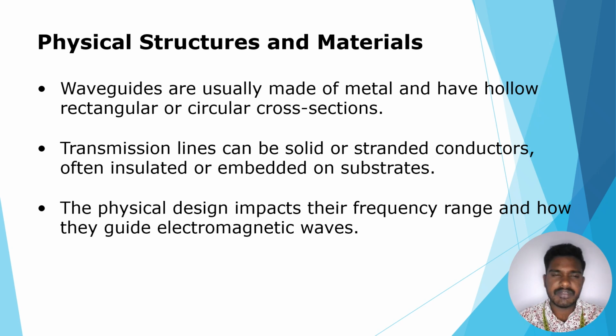Physical structure and materials. Waveguides are usually made of metal with a hollow rectangular or circular cross section. Transmission lines can be solid or stranded conductors, often insulated or embedded on substrates. The physical design impacts their frequency range and how they guide electromagnetic waves.